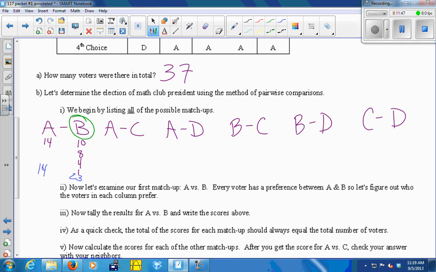As a quick check, your tally for every pairwise comparison, when you add the 14 and the 23, you should get 37, the total number of voters. So that's just a quick check that you did it correctly. Add your tallies, it should add up to the total number of voters.